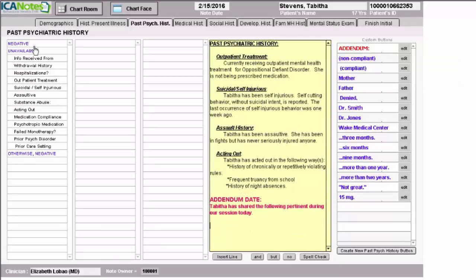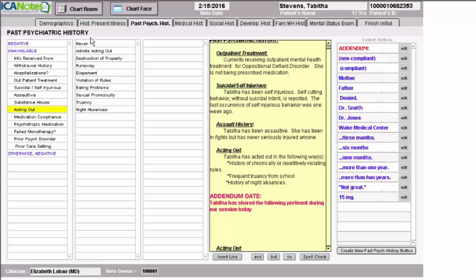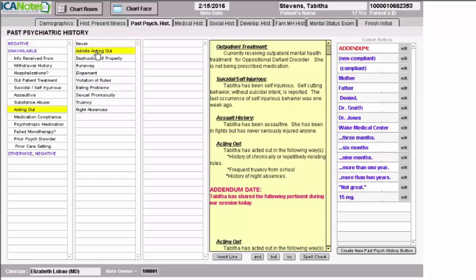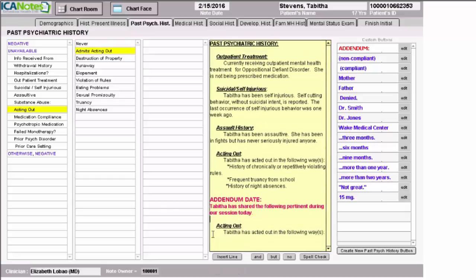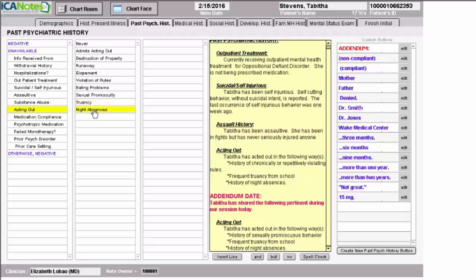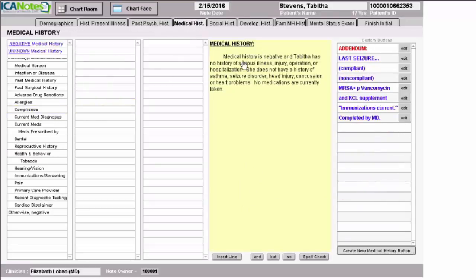I'm going to come over here and talk about acting out behaviors and say that she admits to acting out. In addition to admitting to acting out, she talks about her sexual promiscuity and truancy and night absences. Let's go over to the medical history. Once again, if there's nothing to add, you don't have to put anything in.